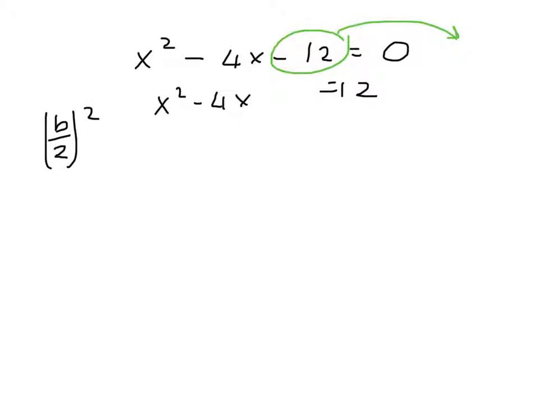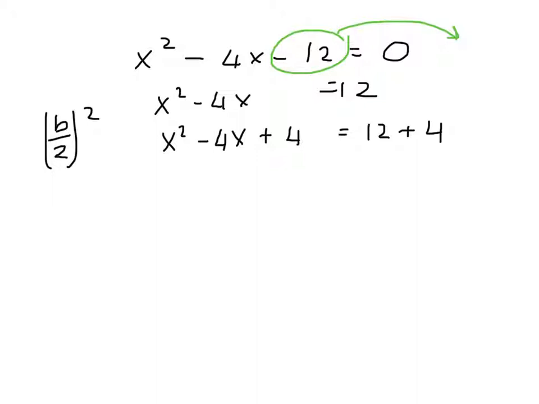So I can have x squared minus 4x. My b is negative 4. Divided by 2 is negative 2. Squared is going to be 4. But I've got to do it to both sides. Add 4 to both sides. Oh, I hope I did that last time. Yeah, oops.